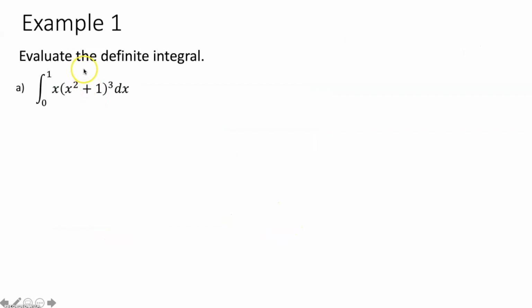Now example 1 says evaluate the definite integral. So here we have the integral from 0 to 1 of x times the quantity x squared plus 1 cubed dx.